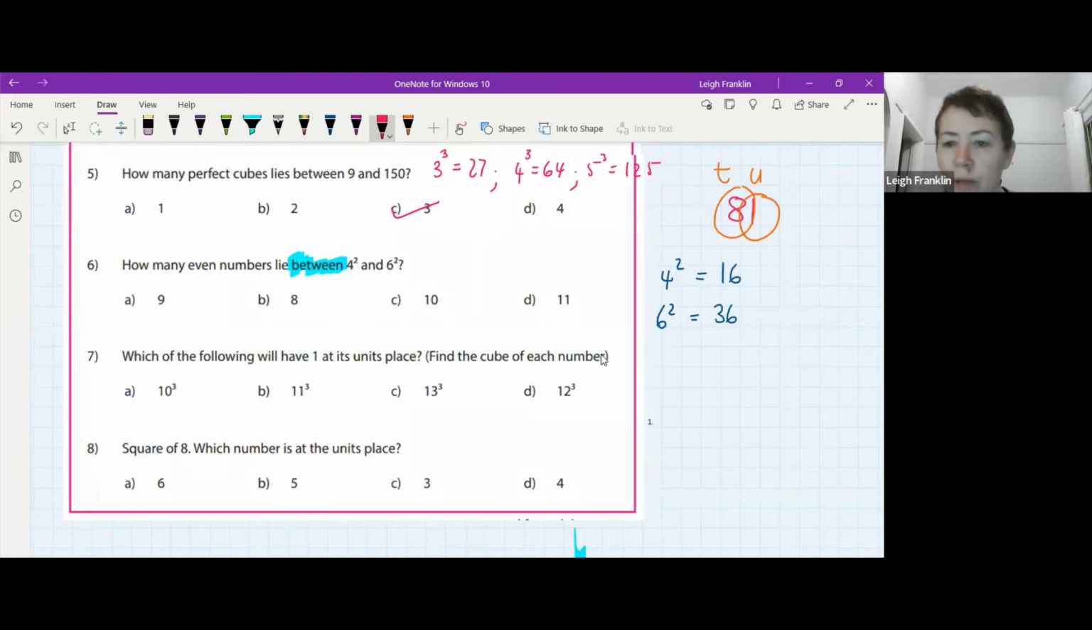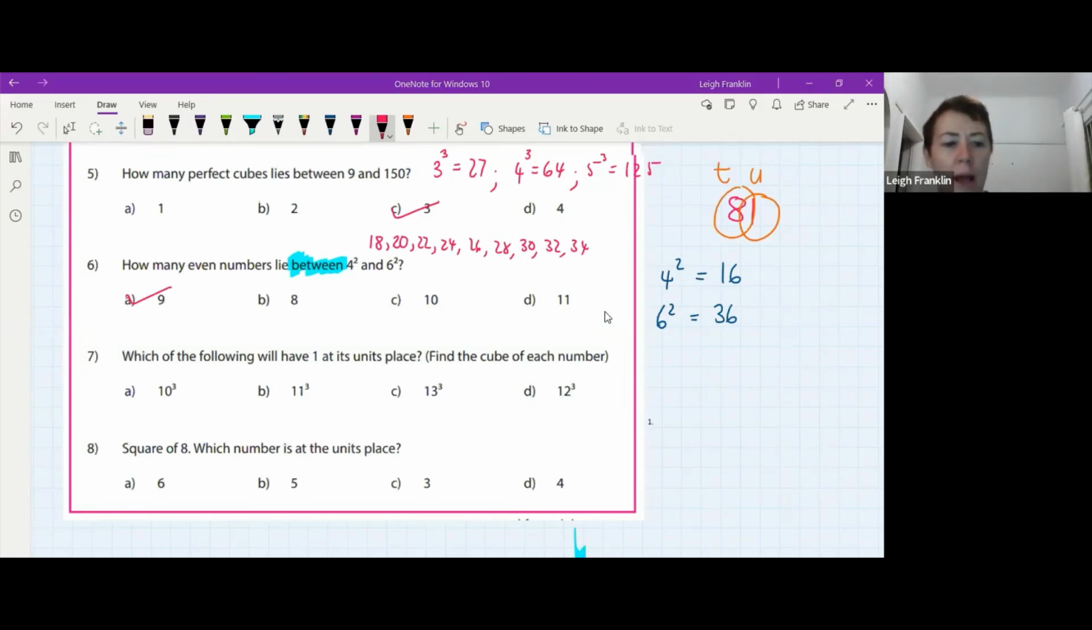Okay, now we want to do number 6. Anati, it's all yours. Number 6 is 9. Anati says that there are 9 even numbers. Okay, so Anati, those numbers are? Read them out to me. 18, 20, 22, 24, 26, 28, 30, 32, 34. Lovely. 1, 2, 3, 4, 5, 6, 7, 8, 9. Well done, Anati. That's perfect.